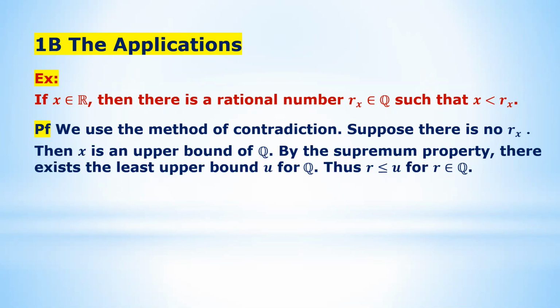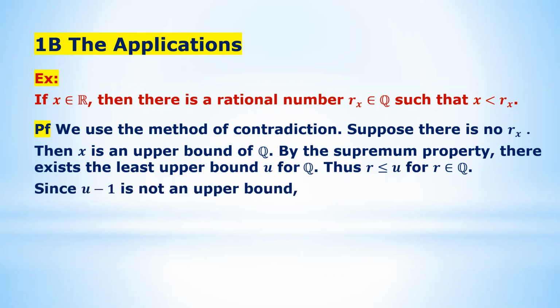So this means that x will be an upper bound of Q. Now Q stands for the set of rational numbers. And then you argue with the same argument. By the supremum property, there must exist a least upper bound u for this Q. So this means that r will be less than or equal to u for any r in Q. So you reach the same kind of conclusion here, just like in the whole number case.